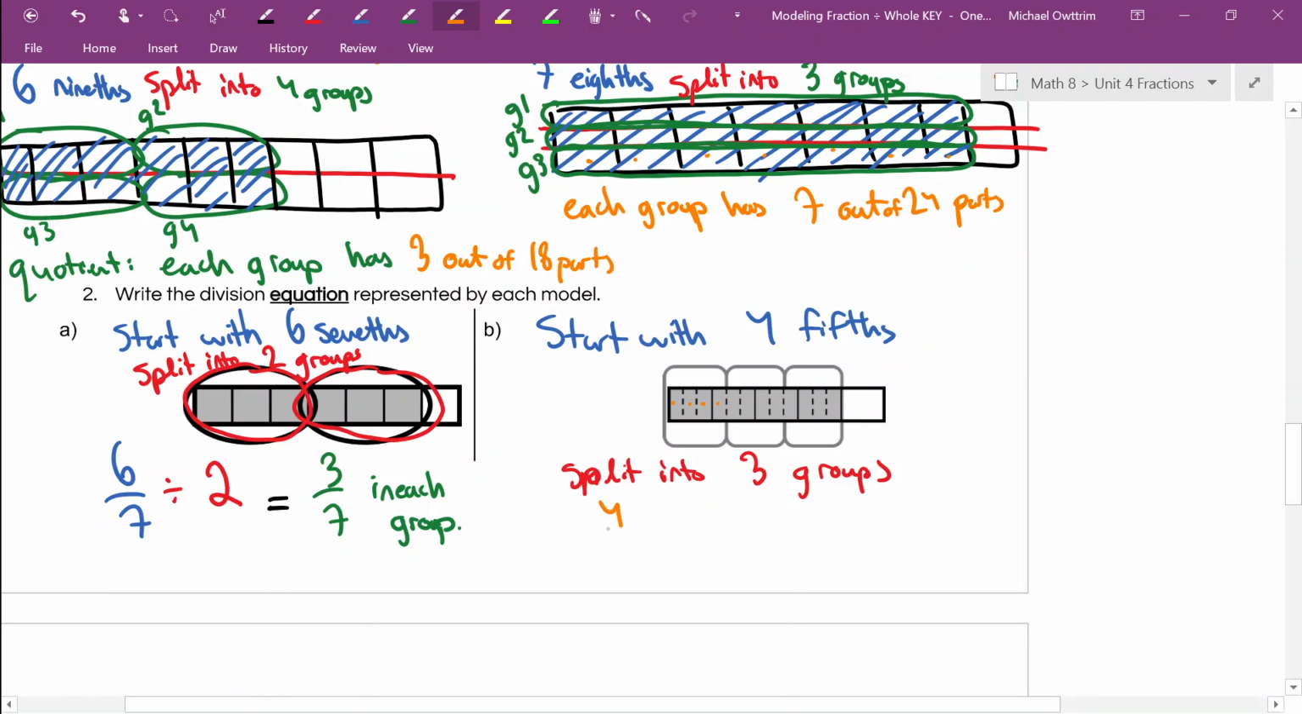Let's start by writing what we already know. So start with 4/5 and split into 3 equal groups. And then each group has 4 pieces in it out of 5, 6, 7, 8, 9, 10, 11, 12, 13, 14, 15 total in the entire object. Okay, so I hope that's helped you with your modeling a fraction divided by a whole number.